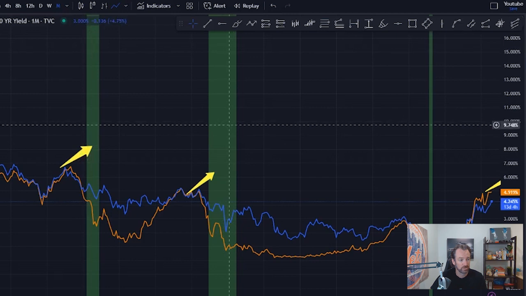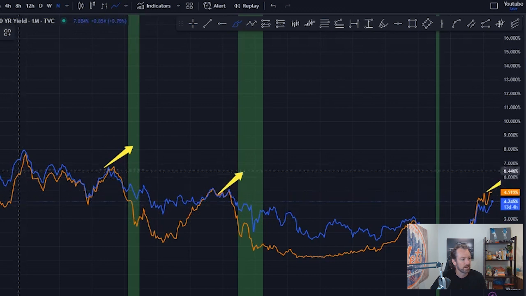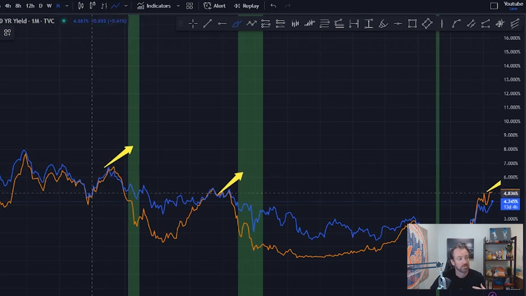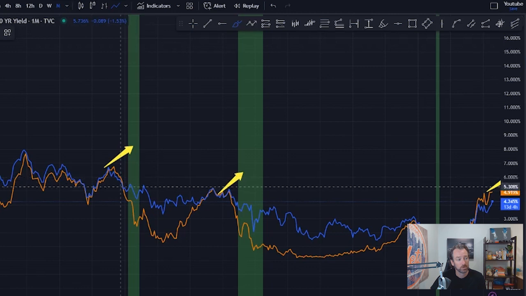So these green overlays are when the recession occurred, and we're going to look at the S&P 500, and it'll make a little bit more sense. But you can see that the orange line is the 2-year, and the blue line is the 10-year. And after we get an inversion, as in the 2-year goes above the 10-year, it's not until we correct and get back to the way it's supposed to be that we actually get the recession.